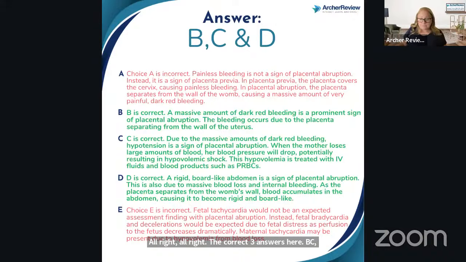So B, that one was a dark red bleeding. When our placenta ruptures, there is a massive amount of bleeding. This is what's most likely to kill mom and even possibly kill baby because they just lose so much blood. And it is a dark, dark red blood because we're seeing all that arterial blood that's oxygenated.